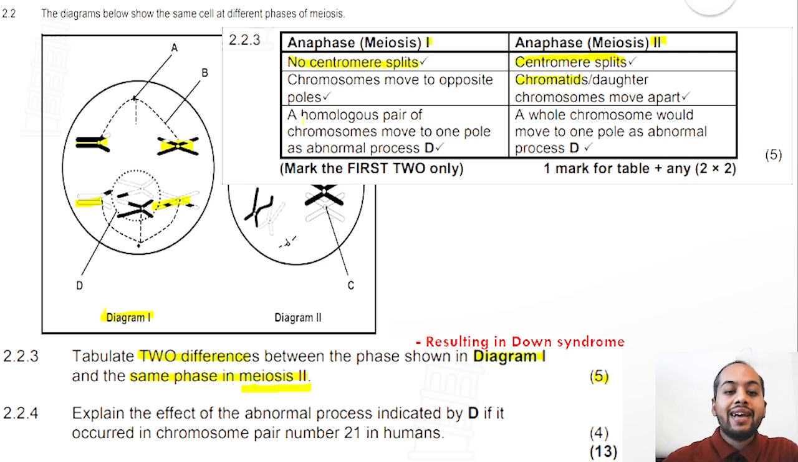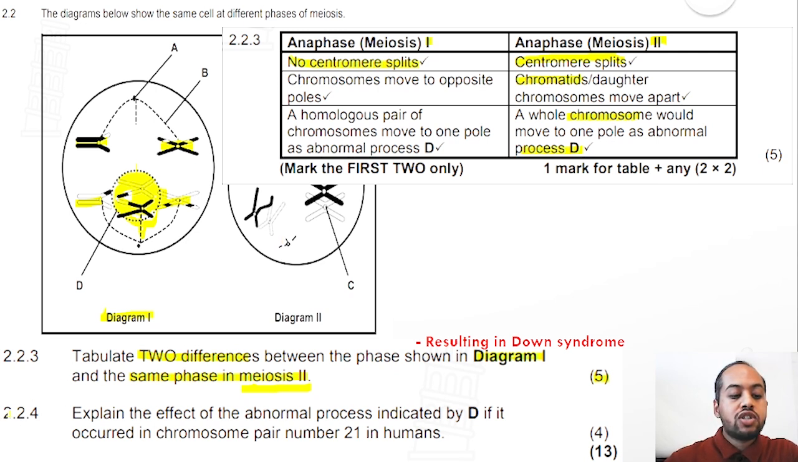In anaphase 1, a homologous pair of chromosomes moves to one pole as a result of abnormal process D. So you see here, a homologous chromosome pair is pulling the entire pair to one pole because of the abnormal process. But if it was anaphase 2, a whole chromosome would move to one pole as a result of abnormal process D. You wouldn't have a homologous chromosome pair. It would simply be one chromosome moving to the same pole.